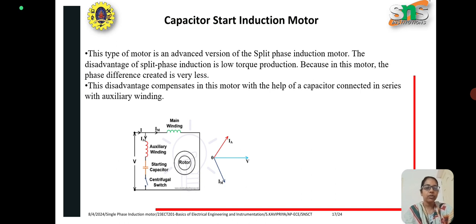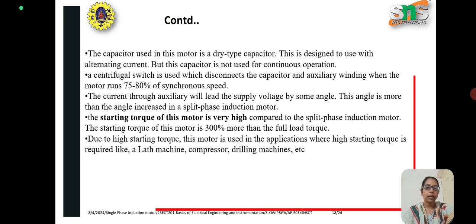And next is the capacitor start induction motor. This is an advanced version of the split phase induction motor. The disadvantage of the split phase induction motor is very low torque, which is overcome in the capacitor start induction motor by making use of a capacitor. In this, we have a starting capacitor and the auxiliary winding attached to the centrifugal switch. Once the motor reaches 75 to 80% of the speed, the starting capacitor and auxiliary winding are removed from the circuit. In this type of motor, the starting torque is very high, hence it is used in applications where high starting torque is required like lathe machine, compressor and drilling machine, etc.